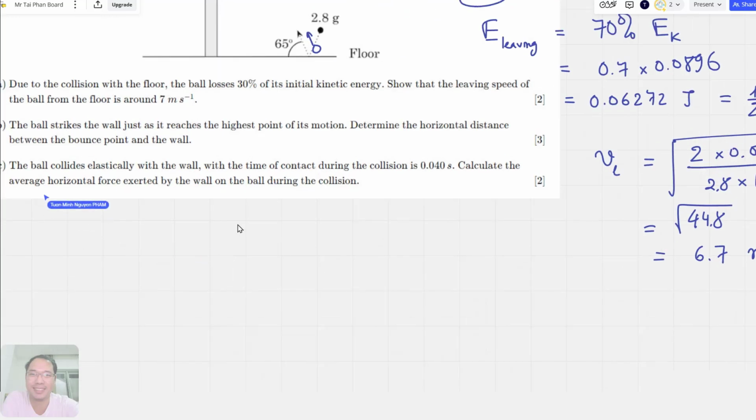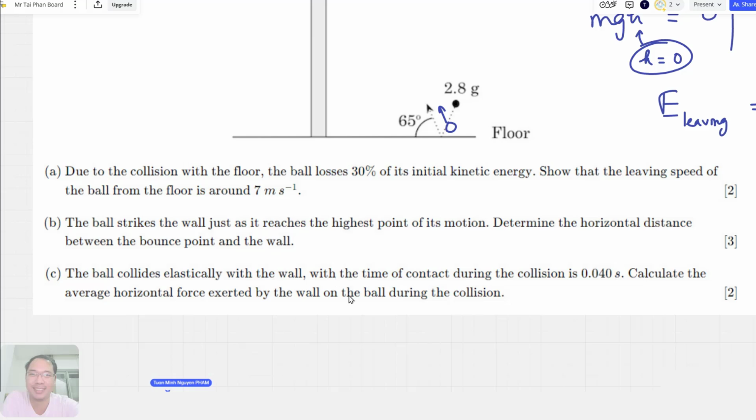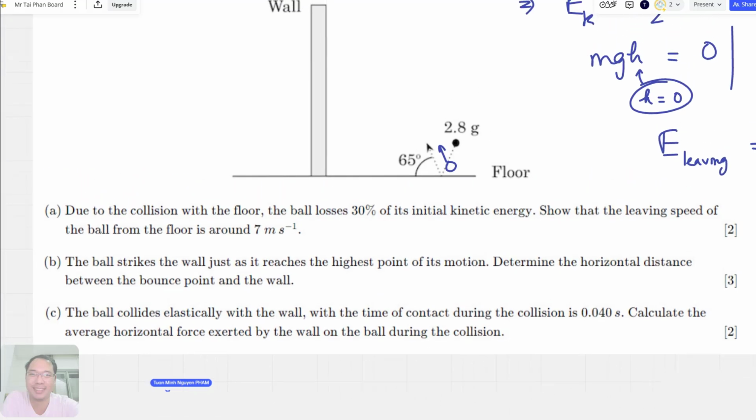Question B. The ball strikes the wall as it reaches the highest point on its motion. Determine the horizontal distance between the ball's launch point and the wall. Horizontal distance, strikes the wall, just reaches the highest point. Okay, this is a projectile motion problem. Do you remember that, like studying in the ICSE? This is the highest point. It collides with the wall right at the highest point.